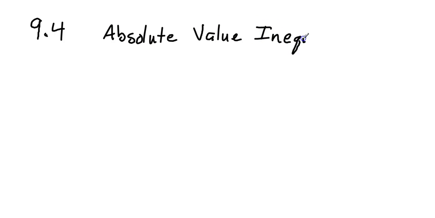We're going to solve an absolute value inequality, which is, we're just going to tie back into the inequalities we were doing back in section 9.1. So 9.3 was all about the absolute value equations. 9.4 is all going to be about the absolute value inequalities.